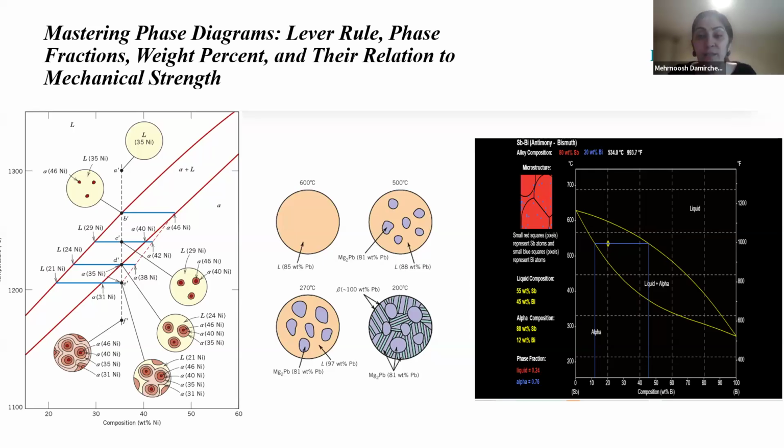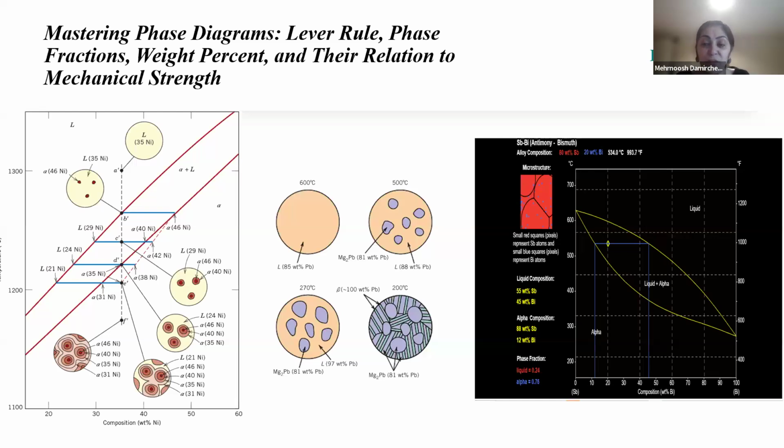Hello, everyone. Today we are going to talk about phase diagrams. Phase diagrams are one of the most powerful tools in materials science and mechanical engineering. They show which phases exist in an alloy at different temperatures and compositions, and help us to predict how an alloy will behave under real-world conditions.